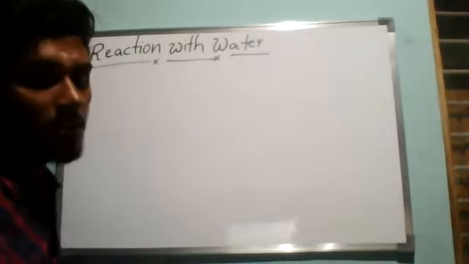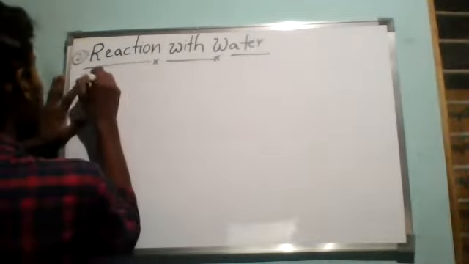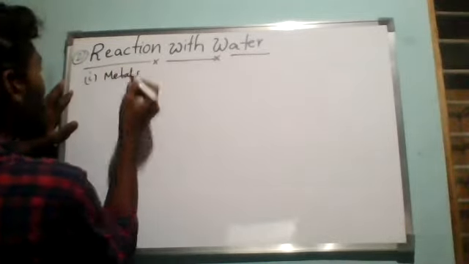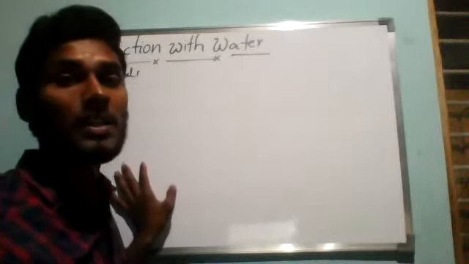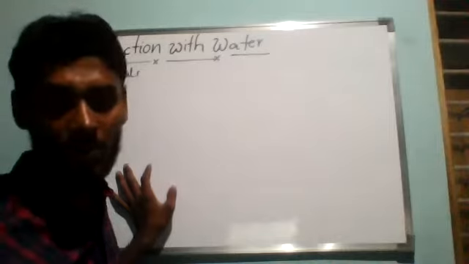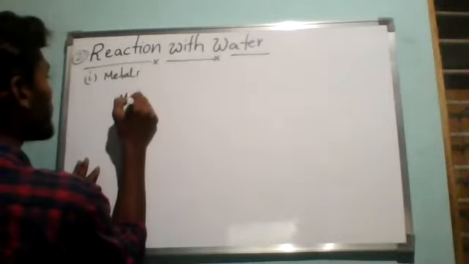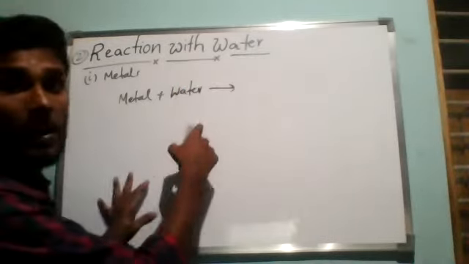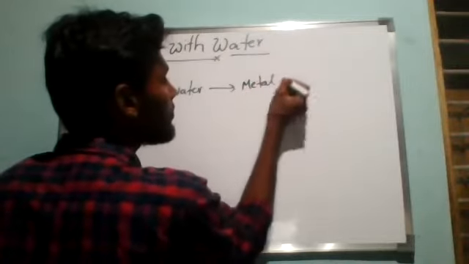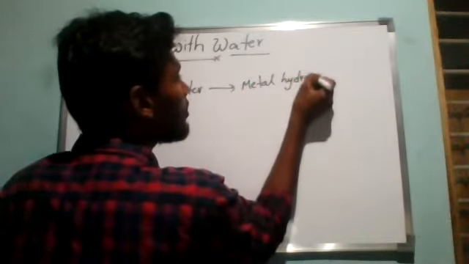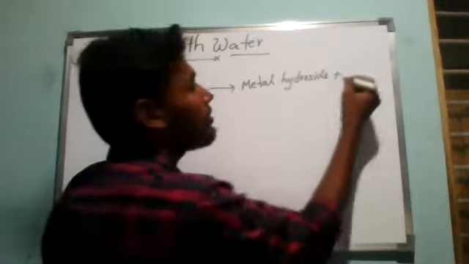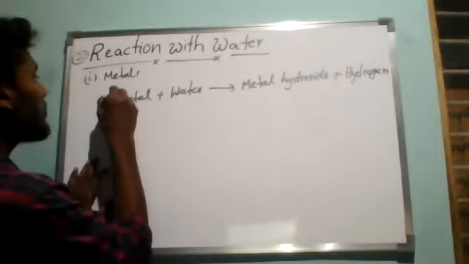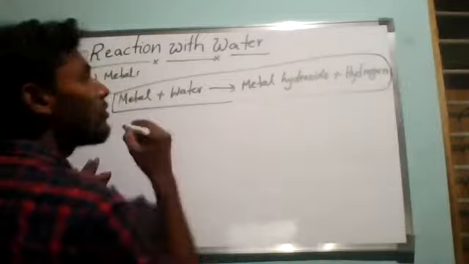Now, reaction with water. Let me come to the first, Roman number 1, that is when metals react with water: metal hydroxide and hydrogen gas are formed. You remember. If metal reacts with water, metal plus water, then we get metal hydroxide. We will study the examples also. We get metal hydroxide, and also we get hydrogen. So this is the common equation when a metal is reacting with water.